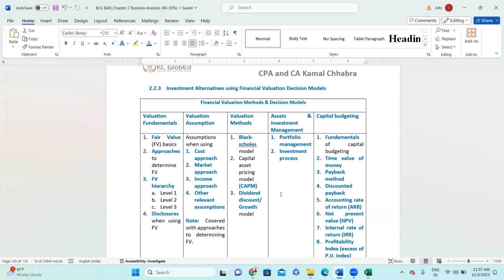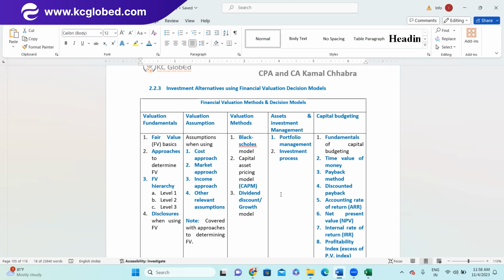First, we'll understand in detail all the fundamentals of valuation. Second, we'll understand the valuation assumptions, which are very important. Any valuation you do, there would be certain significant assumptions you might be making, and those assumptions are used differently in different approaches. So first we'll understand all four categories of approaches: your cost approach, your market approach, your income approach, and other relevant approaches and assumptions. For the respective approach, there would be respective assumptions we'll understand in detail.